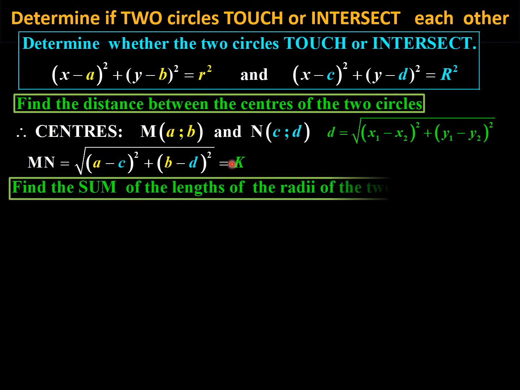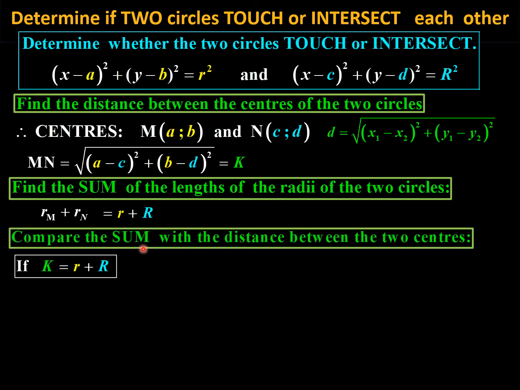Then we need to take the two radii and find the sum of those two radii. So what was the one radius? Lowercase r, and the other one is the uppercase R. There we've got them in two colors. So now we just need to compare this K with the sum of the two radii. And if we notice that these two are exactly the same, in other words, the distance between the centers is exactly equal to the sum of the two radii, then we know that those two circles touch each other. And there we have the representation of that.